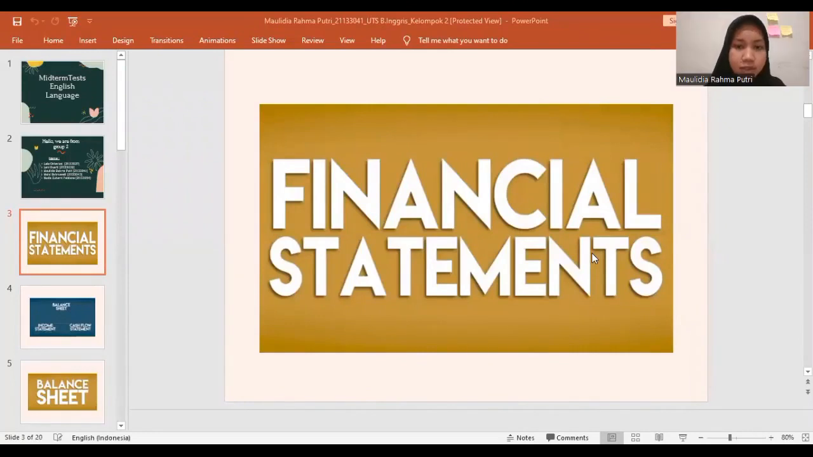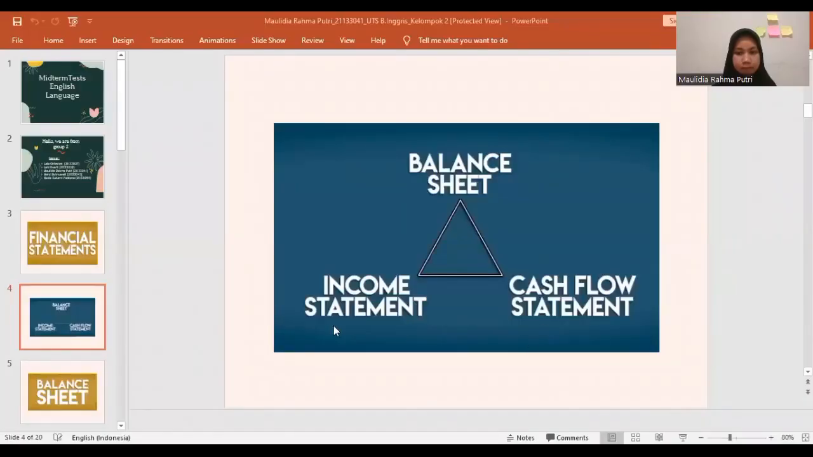What are financial statements? Financial statements are reports that summarize the activities and financial performance of a business. They are prepared at the end of each accounting period and they're designed to give investors and lenders a feel for a business's financial health. The three main financial statements are the balance sheet, the income statement, and the cash flow statement. Now, I'll explain how each of these works with an example.